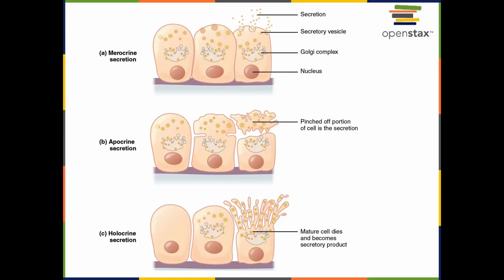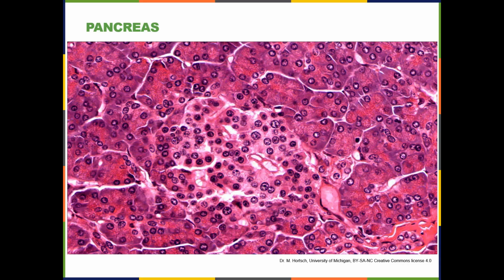Here we see the endocrine portion of the pancreas, a pancreatic islet that uses merocrine secretion for releasing insulin and glucagon, that are both hormones that travel through the blood to regulate blood glucose concentrations. And then over here, we see the pancreatic acinar cell that also uses merocrine secretion to release digestive enzymes.